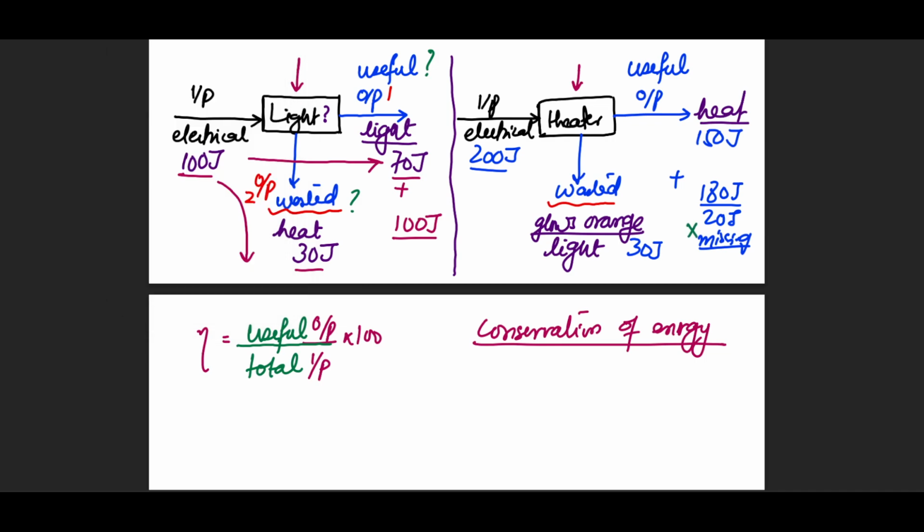If the total is 180 and it's not equal to 200, that means you have something that you have not accounted for. You haven't looked close enough. So there will always be some 20 joules either in the wasted energy or in the useful energy. Energy will land somewhere, either useful or wasted.